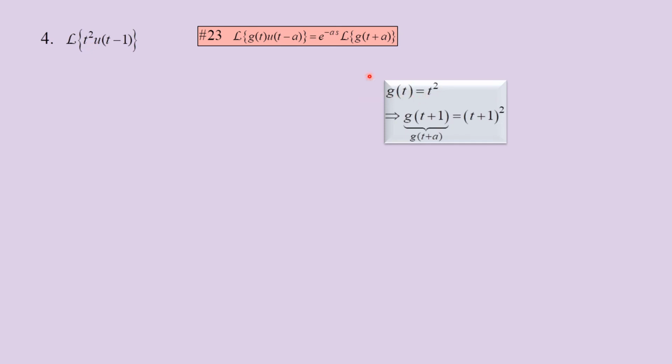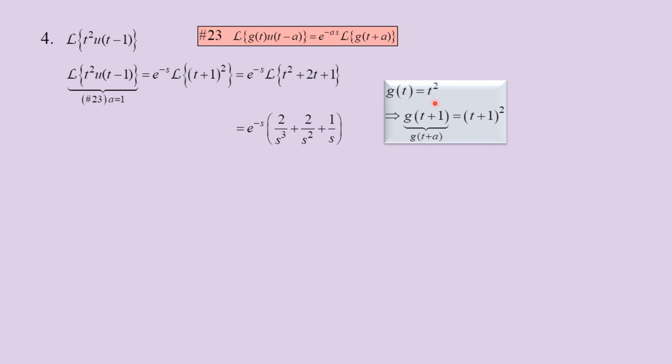Now, in this formula, we are required to determine g of t plus a. Now, we know that a in this question is 1. So g of t plus a is g of t plus 1. Now, if g of t is t squared, then g of t plus 1 certainly will be t plus 1 squared. Simply replace t by t plus 1. We have to maintain the type of the given function. If this is quadratic, this is also quadratic.